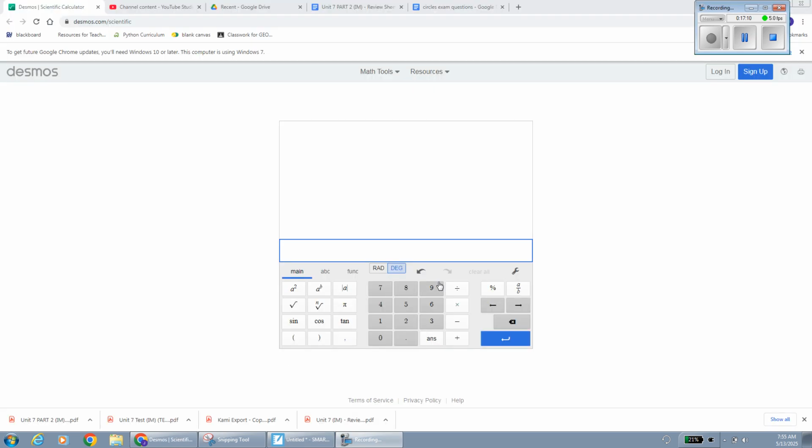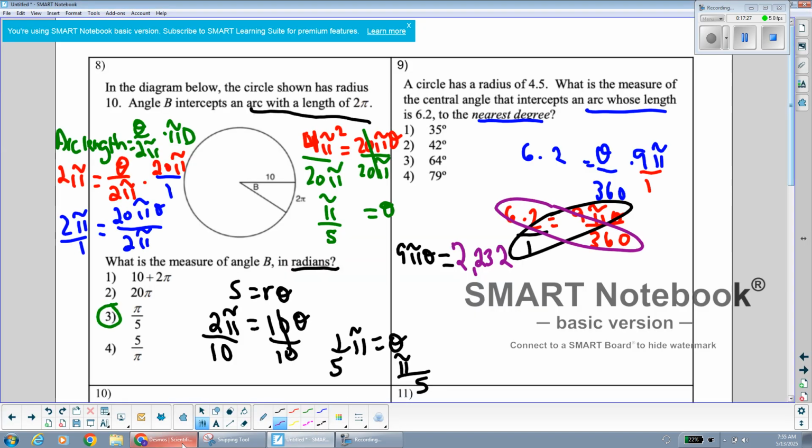I had to get the actual calculator out for this. 2,232 divided by 9 pi. And that's about 78.9. Was that an answer choice? Let's check it out. Yes, about 79 degrees. And there we have it.